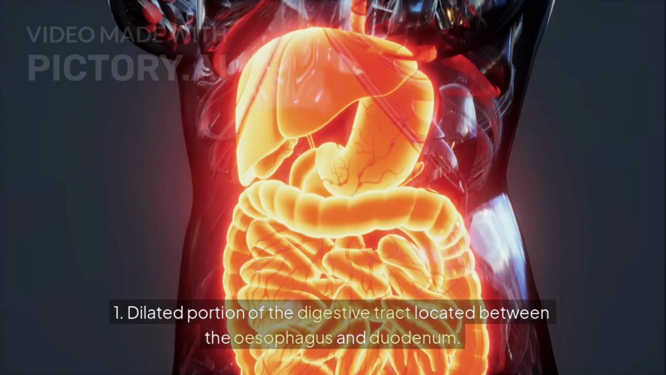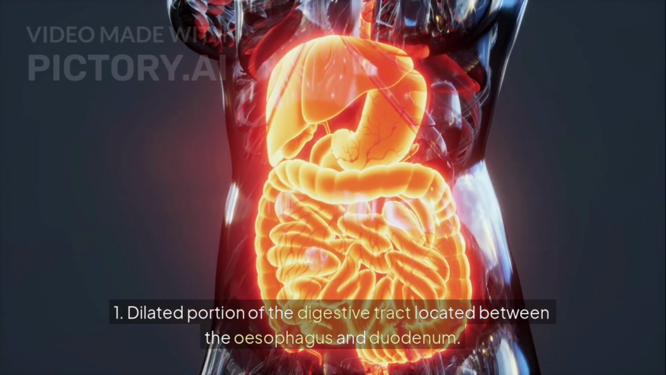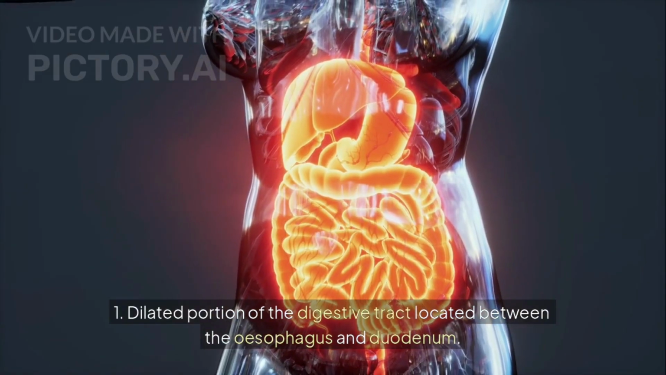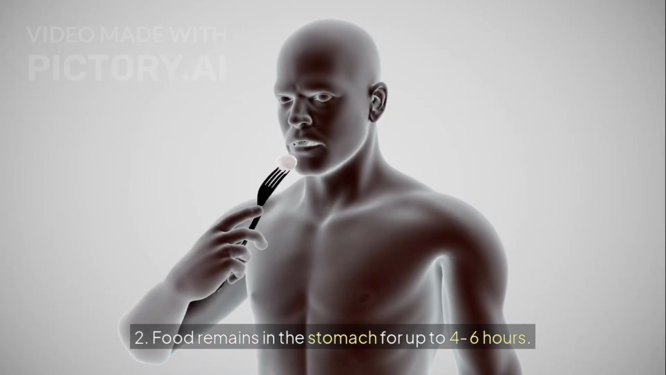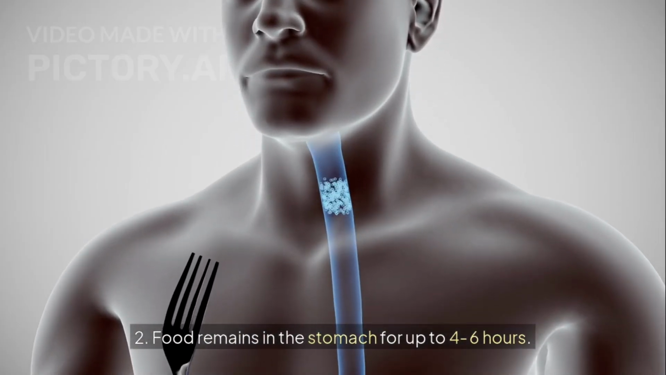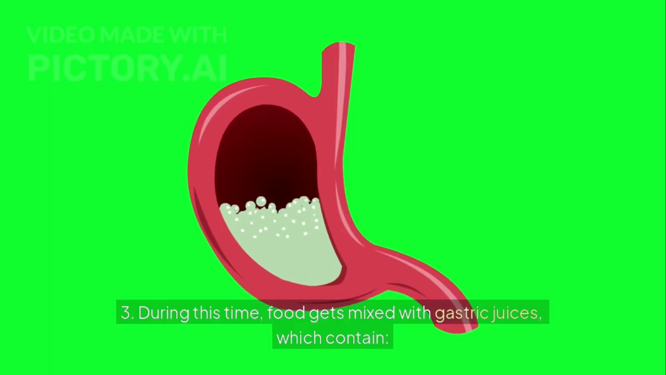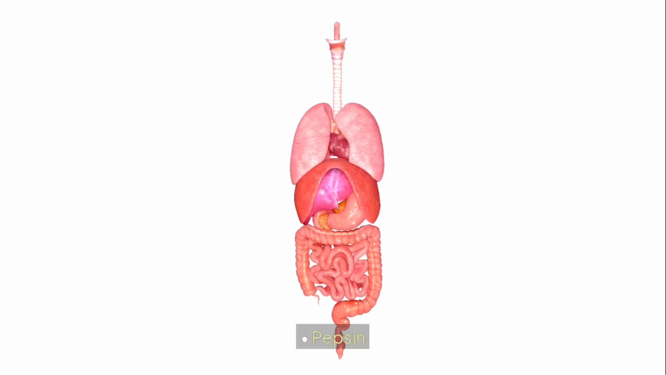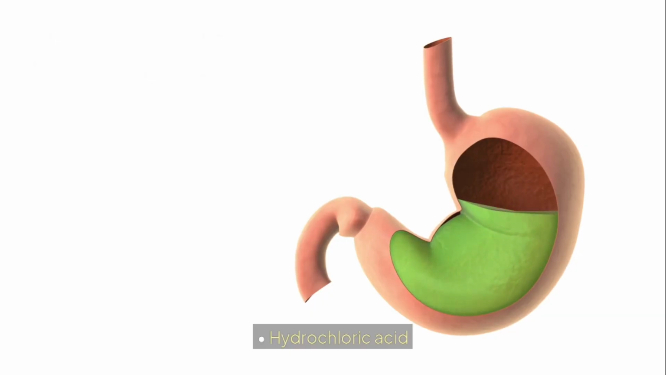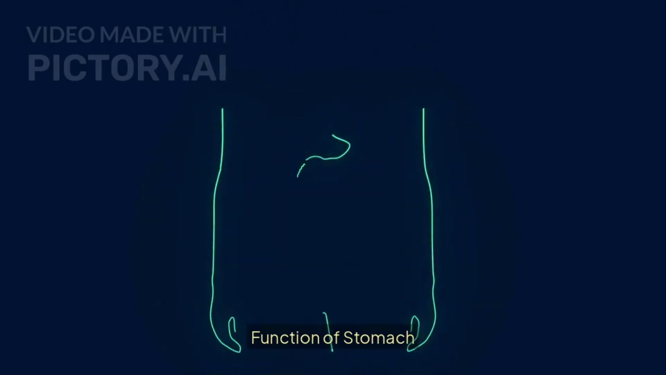Stomach. 1. Dilated portion of the digestive tract located between the esophagus and duodenum. 2. Food remains in the stomach for up to 4-6 hours. 3. During this time, food gets mixed with gastric juices, which contain pepsin, lipase, hydrochloric acid, and mucus.